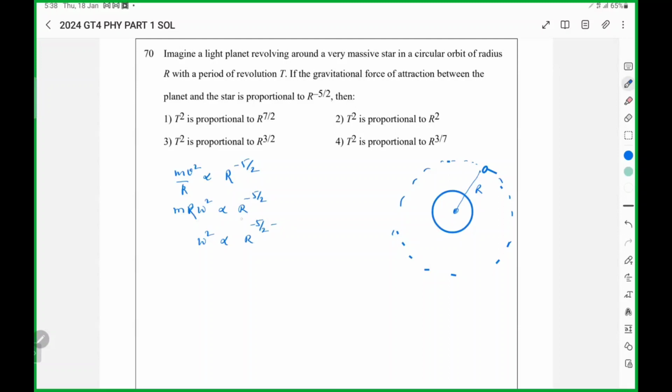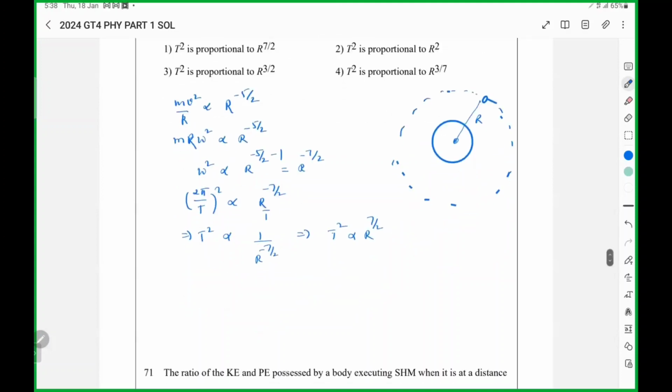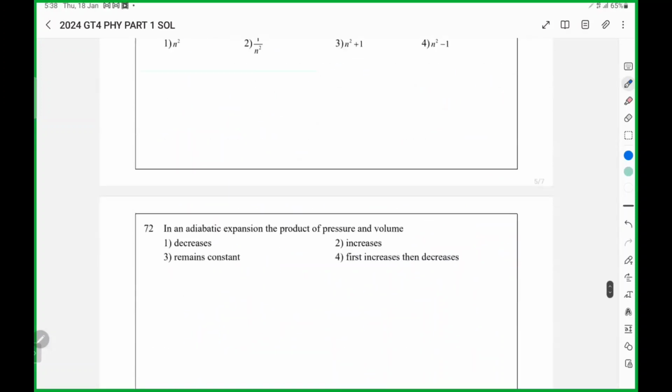So here minus 5 by 2 minus 1, r power minus. So omega here is 2 pi by T whole square. Means T square, taking the reciprocal, the square of the time period is proportional to r power 7 by 2. First option is correct.